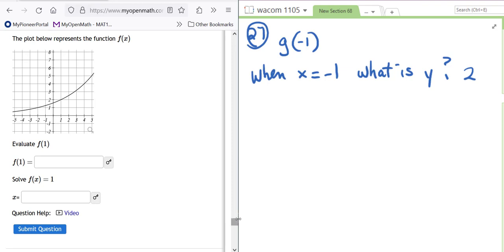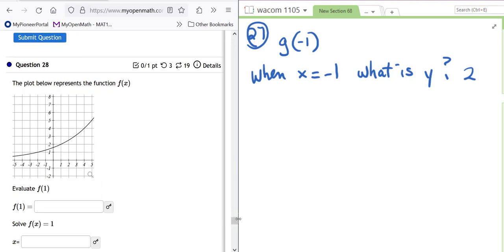28, I did that one too. Kind of the same kind. Right, they say evaluate f of 1, looking at the graph, so it's the same kind of question. X is 1, what is y? Here is your 1, go up to the picture, so it's going to be 2.